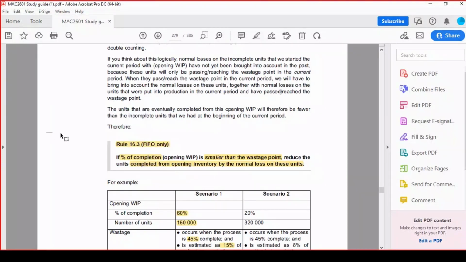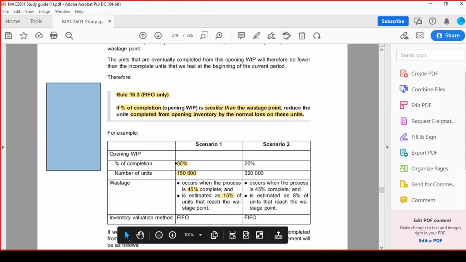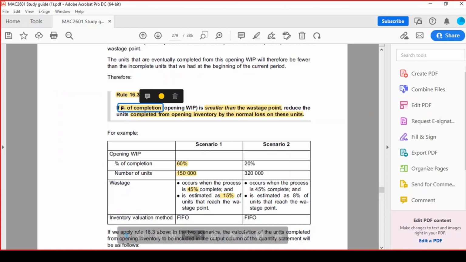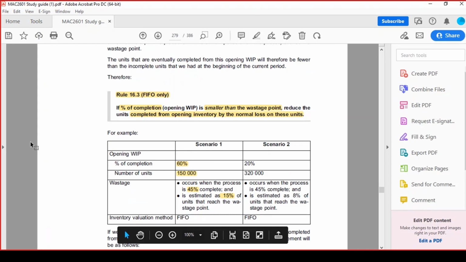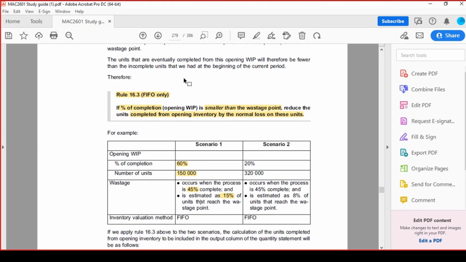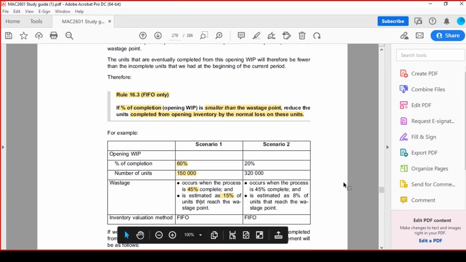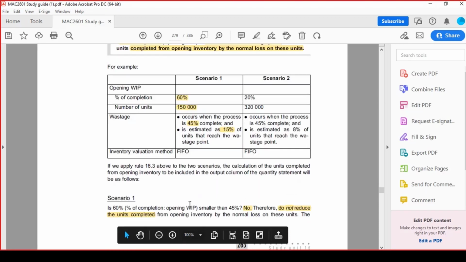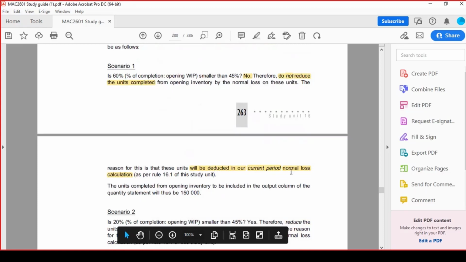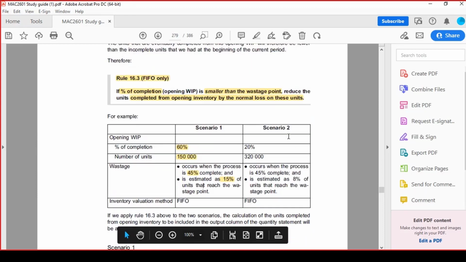So under first in, first out, they're saying that if your completion percentage is smaller than the wastage point, you need to deduct your normal loss from the opening inventory. But if it's greater, it's another story. So let's look at here. On this side, you ended up not deducting anything.